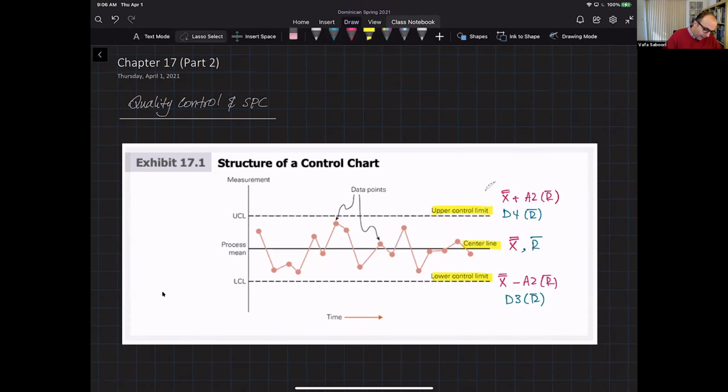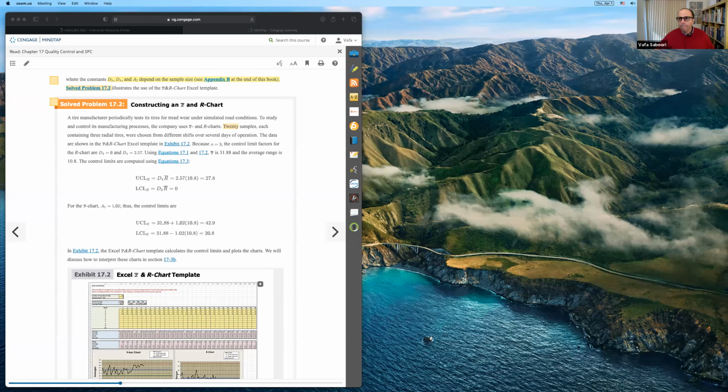Now let's go ahead and start working on building an R chart together. Again, we did everything manually, so we will go ahead and do this using Excel, and we also did it using the Excel template. So we are just going to go ahead and build it in Excel from scratch, and then we will come back and continue with P chart, C chart, and so on and so forth. Let me go ahead and change the sharing, because for this I need the whole screen to be shared with you, and then I need to go to the end of this chapter in MindTap.